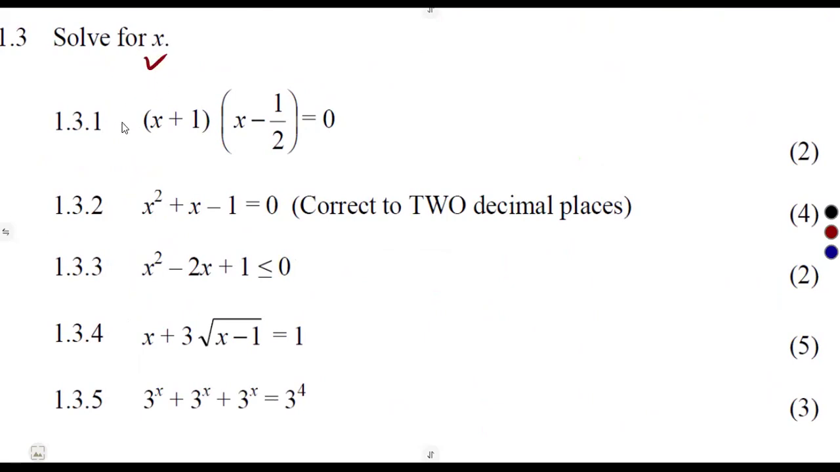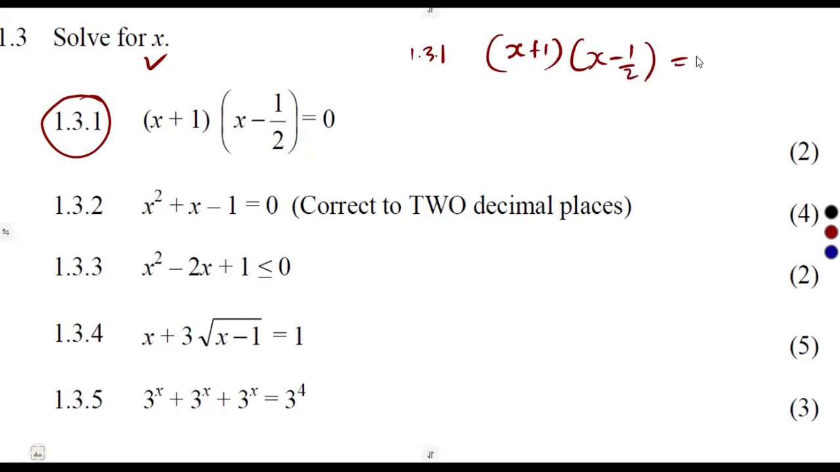1.31, solve for x. All right, on this 1.3, then we've got 1.31. This is 2 brackets. So guys, once you're given 2 brackets like this, simply equate each part to 0. Just take each bracket to 0. This one you equate to 0. This one you equate to 0. So x was going to be equal to the positive 1 to the other side was going to be a negative 1, or x is equal to minus half, to the other side was going to be a positive half. So this was just direct like that.